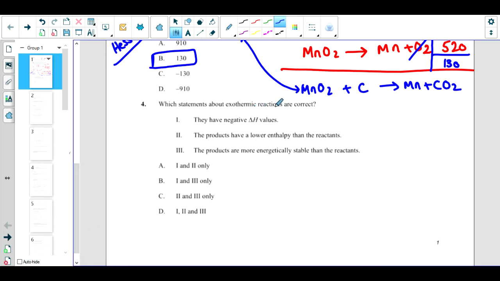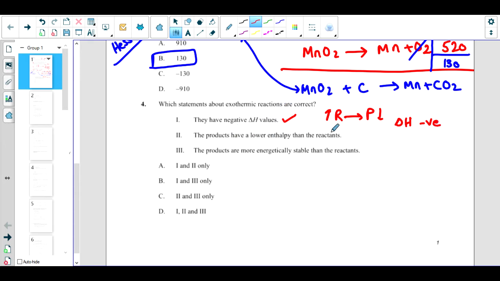Which statements about exothermic reactions are correct? Now we have to pick out of these three statements which are correct. In this type of question, always first read all the statements, because you may read one statement and say it is correct and choose it, but maybe others are also correct. Okay, they have negative delta H values. This is true. Why? Because in the case of exothermic reactions, products have less enthalpy than the reactants, so delta H is negative. It's product minus the reactant, so product is less, and the answer will always be negative for exothermic reactions.